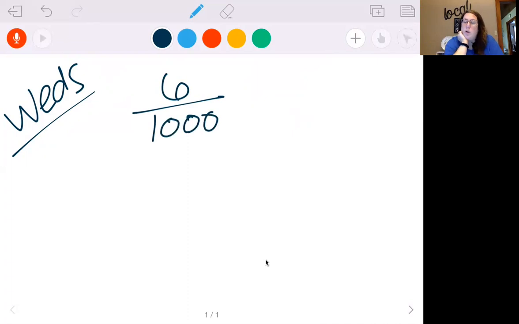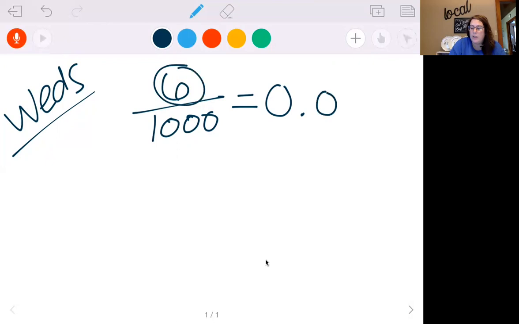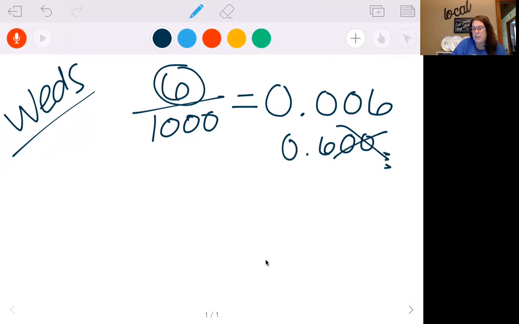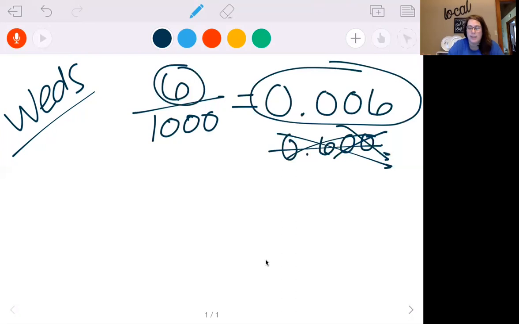So if I gave you something like 6/1000, and I told you to write that in decimal form, I would first put 0, decimal, and I know it has to have 3 spaces, but I only have one whole number up here. So I'm going to put 0, 0, 6. I don't want to put 0.600 because you don't really say these zeros. So that would be like saying 6/10. So that won't work. You have to put the 2 zeros before the 6.